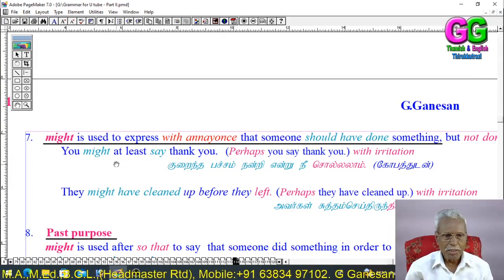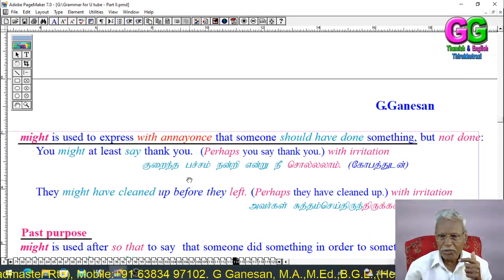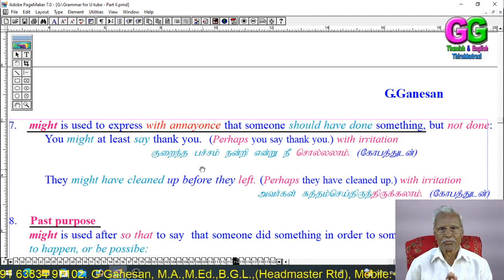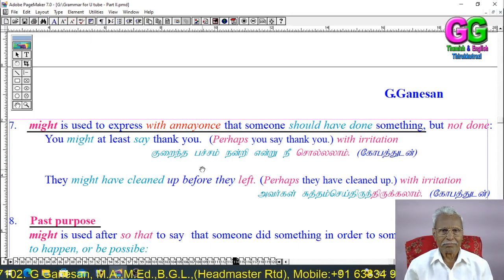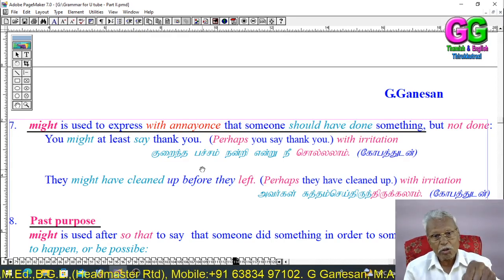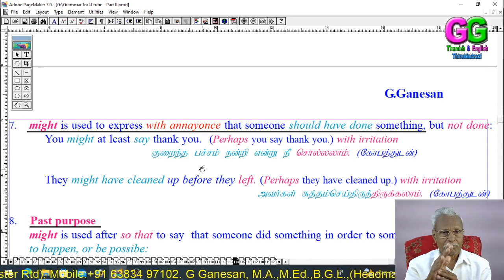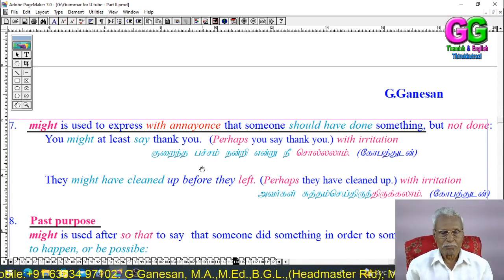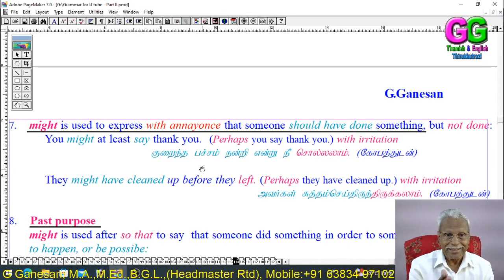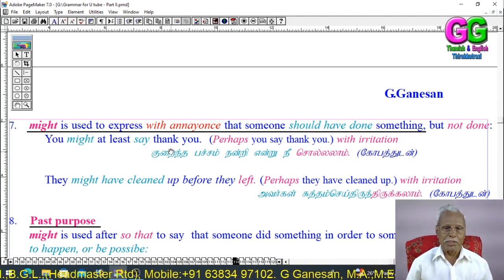Then, seventh use. Might is used to express with annoyance that someone should have done something but has not done it. That is, might is used to express anger that someone did not do something that they ought to have done. You might at least say thank you. That is, perhaps you say thank you.